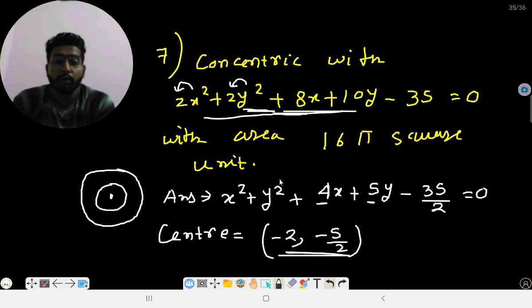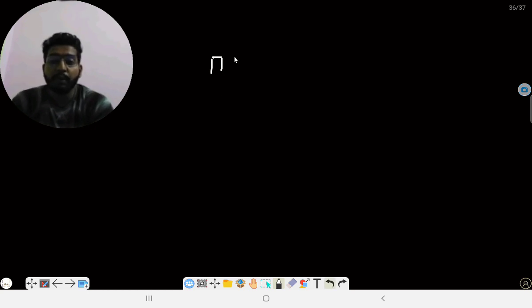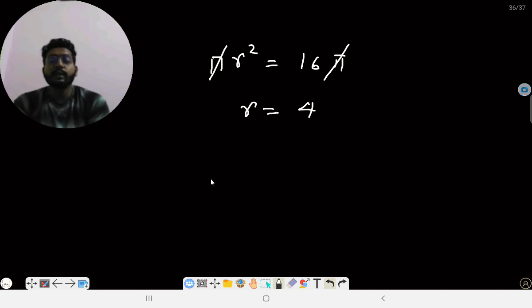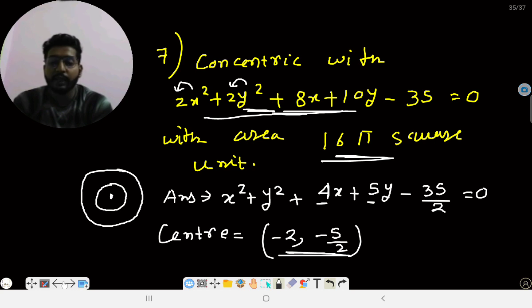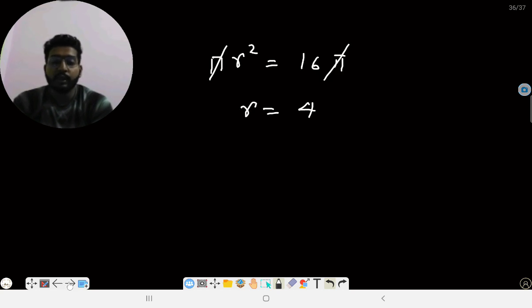Now how to find the radius of the required circle? The area is given, the area is 16 pi. So what is the formula for area? Pi r square equals 16 pi. So pi cancels out, and r equals 4. So the radius here is 4. Now we know the center and radius. The center is this one and the radius is this one.